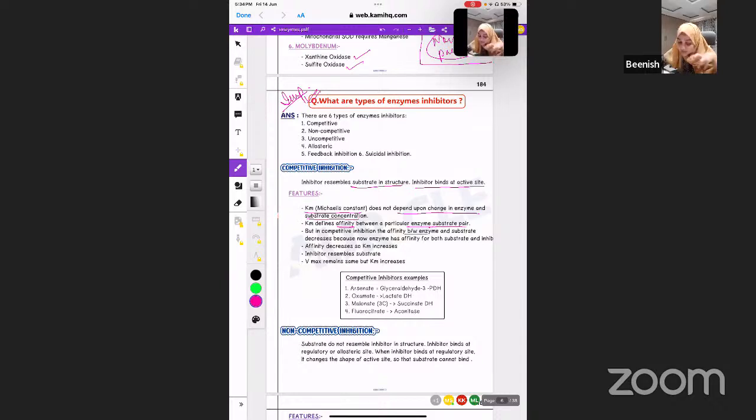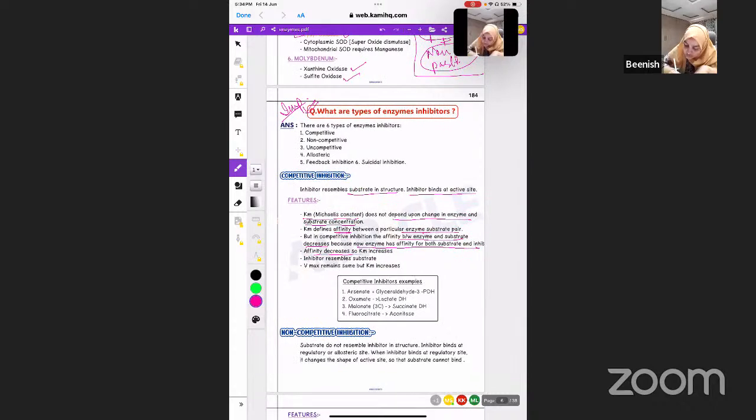Now what happens in competitive inhibition? The enzyme has affinity for both substrate and inhibitor. So affinity decreases, so Km increases. The inhibitor is an analog of the substrate. Vmax remains the same, but Km increases. So in short, in competitive inhibition, the first point is that the inhibitor and the substrate are analogs of each other. Second, it is also going to bind at the site where the substrate is binding. Then the other thing is that it is reversible.